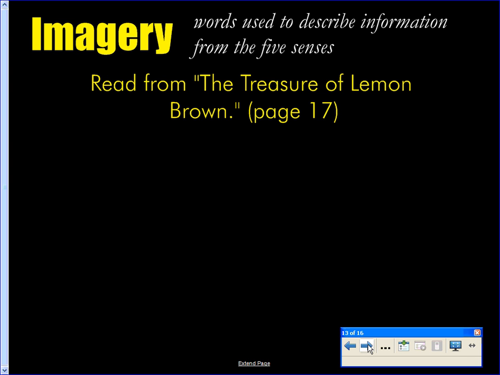Okay, we're going to stay on page 17. We're not reading the entire story. We're just reading that first page because that first page is riddled with imagery. Let's see here. Sammy, give me an example of some words from The Treasure of Lemon Brown that call to mind sense impressions.